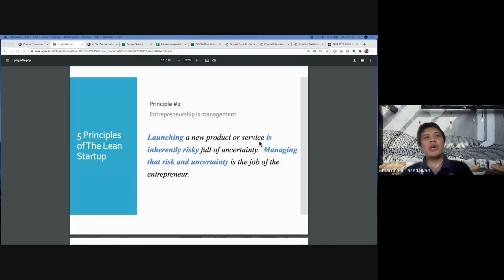Launching a new product or service is inherently risky, full of uncertainty. Yes, because, you know, we never know about the expectations of the users. And managing that risk and uncertainty is the job of the entrepreneur. So it means we need to be brave and dare to face it.